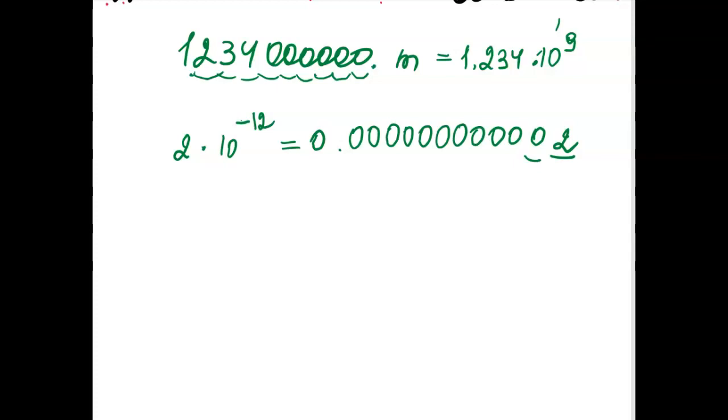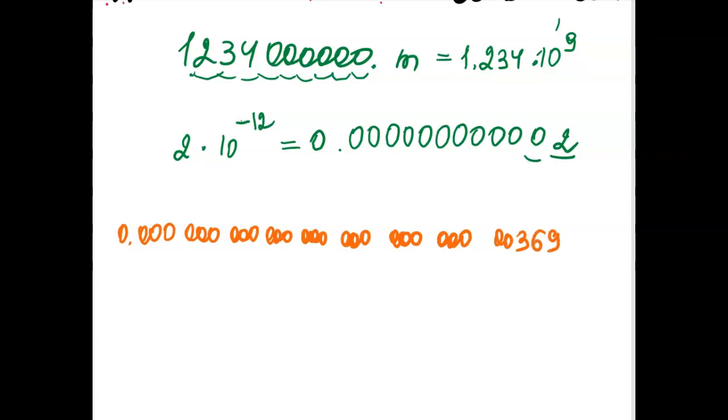For example, it can be, let's say, 1 triple, another 3 zeros. So how many zeros do I have? 1, 2, 3, 4, 5, 6, 7, 8, and then I have 0, 0, 3, 6, 9 pounds.